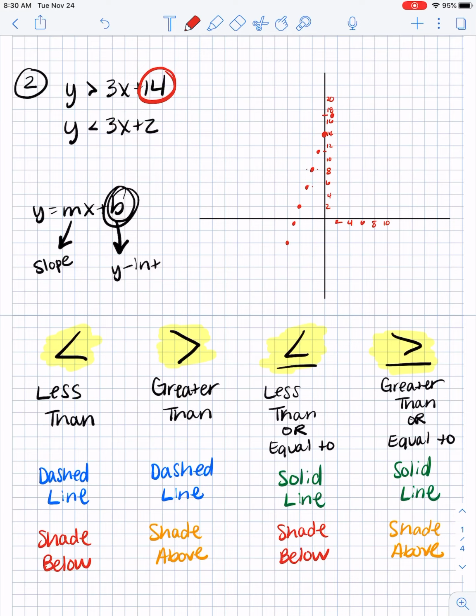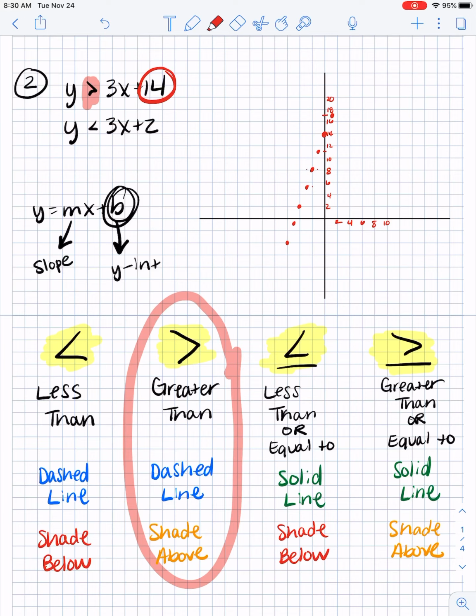Okay, now my sign right here is a greater than sign. So I want to look at all of this information, at least for this first one. So greater than, it says you're going to do a dashed line. Think about if I split this in half and look at the first two signs, less than and greater than, they don't have a line under the sign. So there's not this line under the sign like there is right here or right here. So if they don't have a line under the sign, you're going to do a dashed line. What I mean by that is when you connect the dots here, you don't actually connect them with a solid line. We do this dashed line, okay?